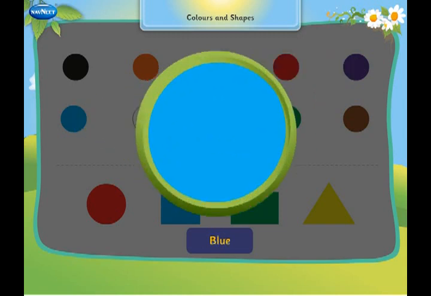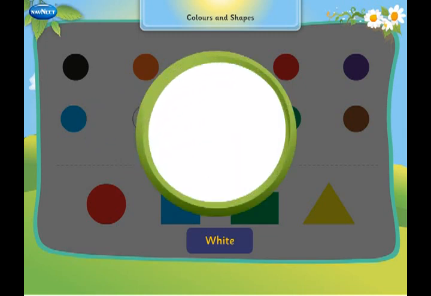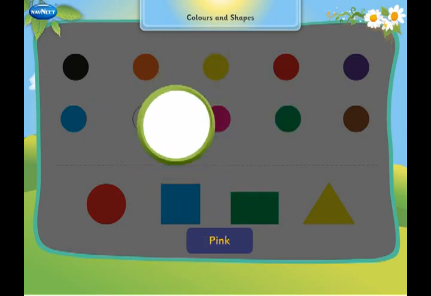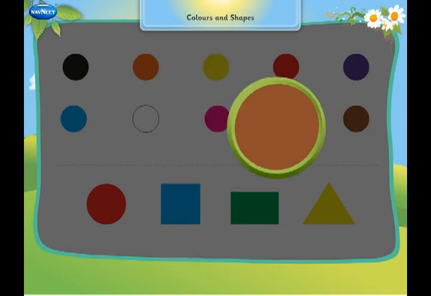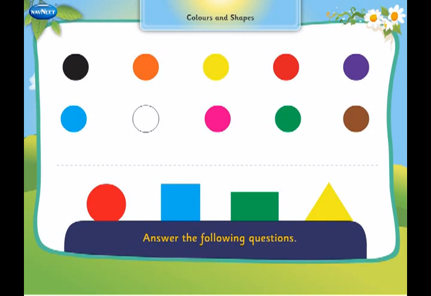blue, white, pink, green, brown. Answer the following questions.